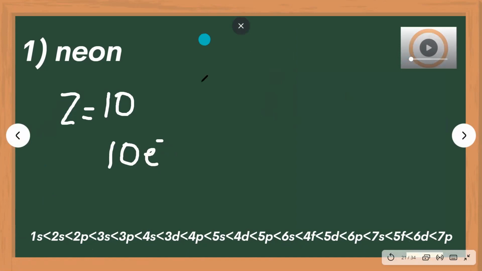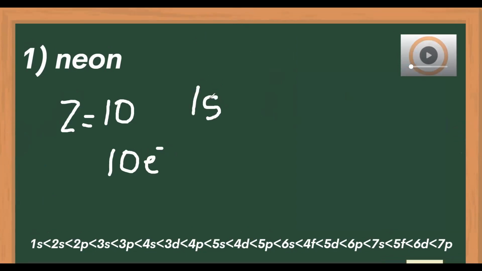So let's start with 1s. Again, the maximum number of electrons that the s subshell can hold is 2, so we write here 1s2. Then 2s2. Again, the maximum number of electrons that the s subshell can hold is 2. And for 2p, the p subshell can hold 6 electrons. So this is the electronic configuration for neon.